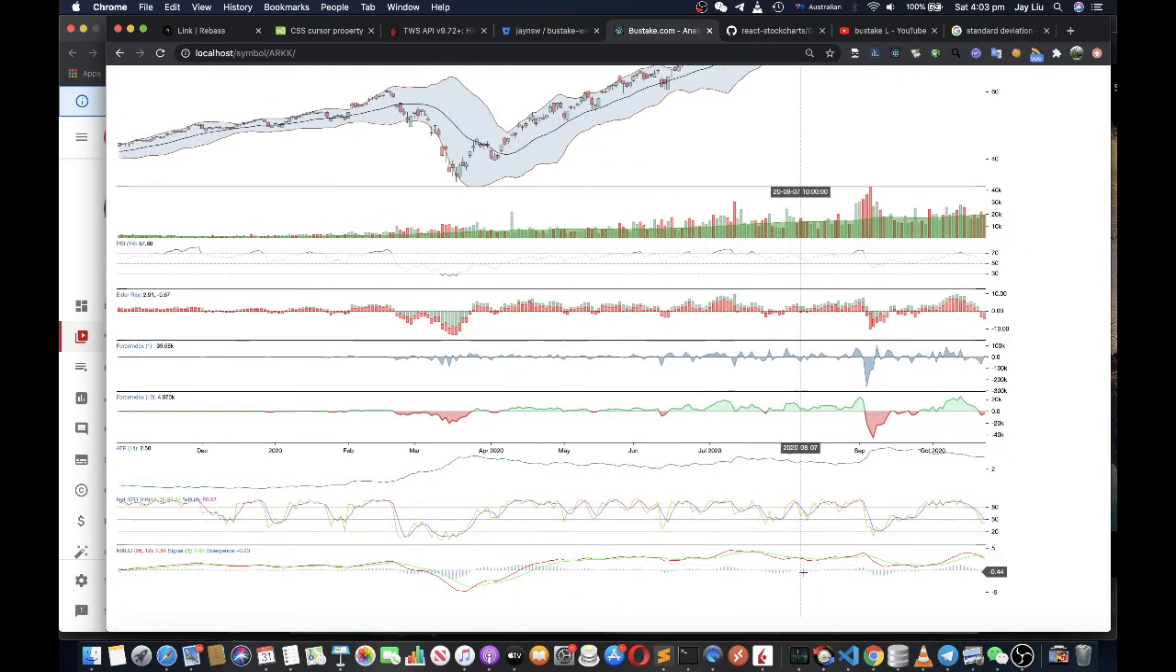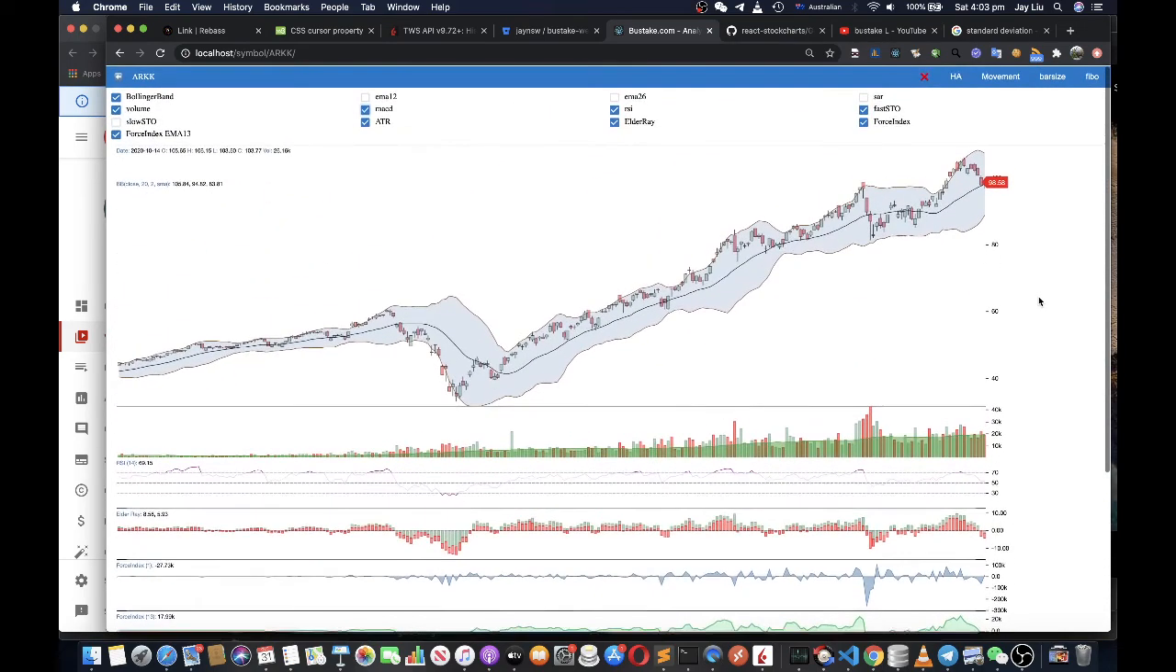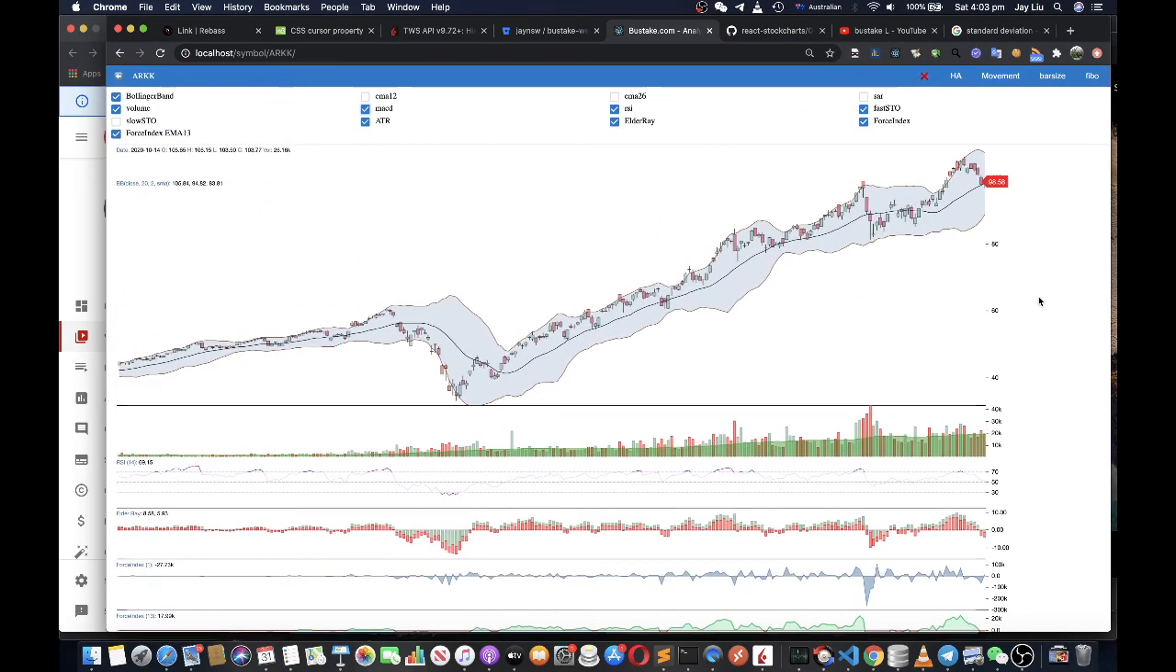Usually we use MACD and the Bollinger Band to analyze whether the price goes up or down.